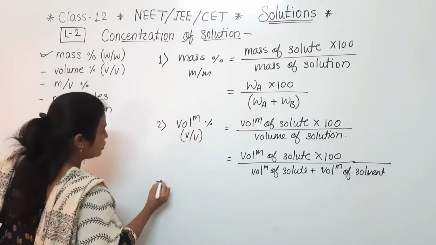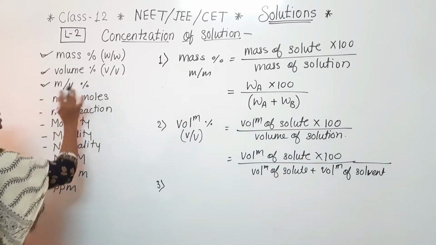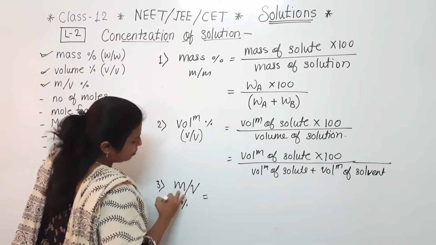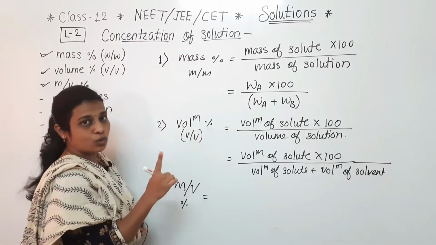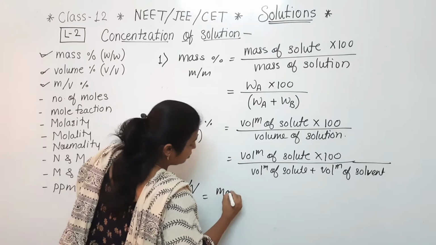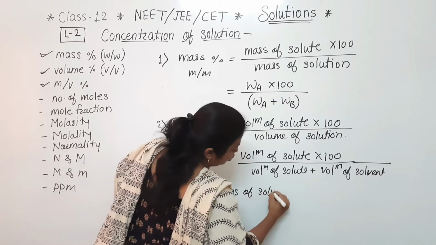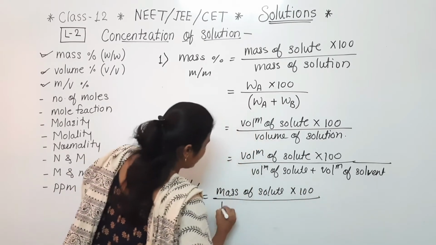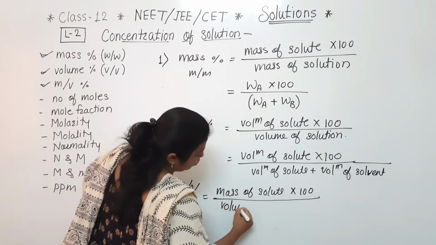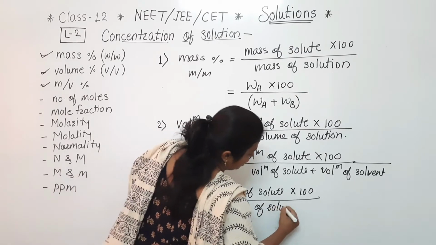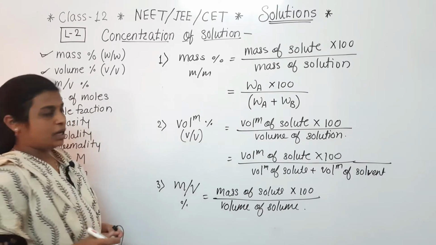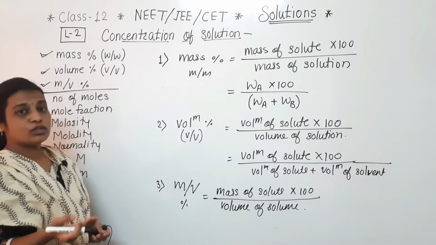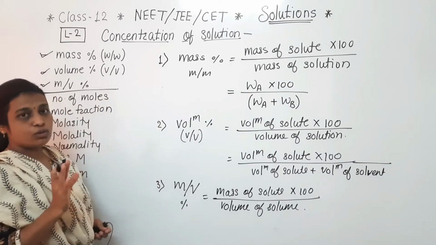Now we are going to start with the third one, that is the mass by volume percentage. In that, mass of solute divided by volume of solution, that we have to consider. So see what will be the formula? Mass of solute, as usual percentage is there, so we are multiplying by 100 divided by volume of solution. So this is the formula. So here we have completed the first three formulas. Please note down all these formulae because we are going to solve the numerical also based on these formulas.